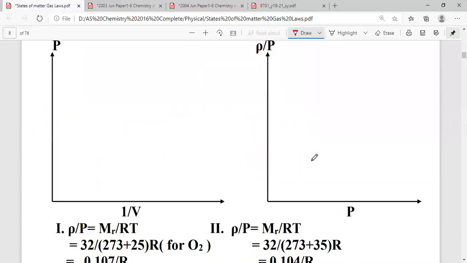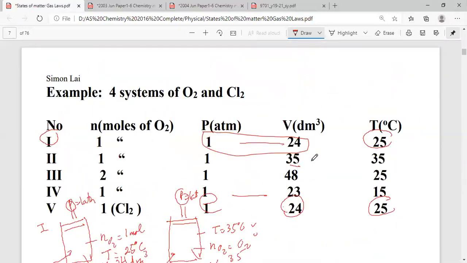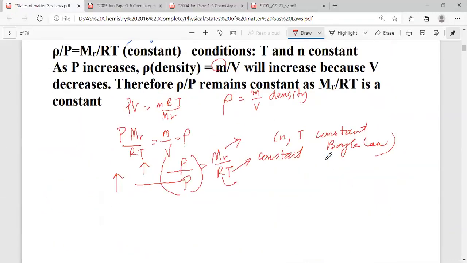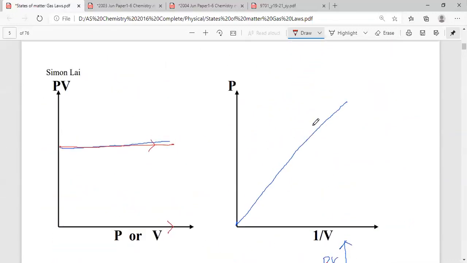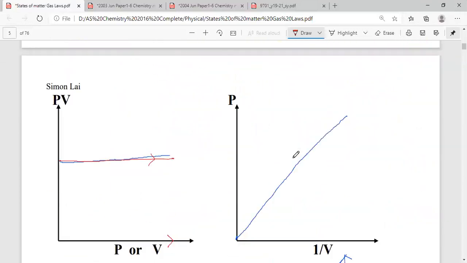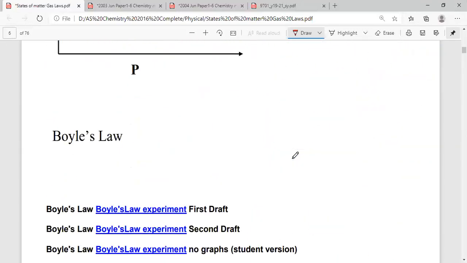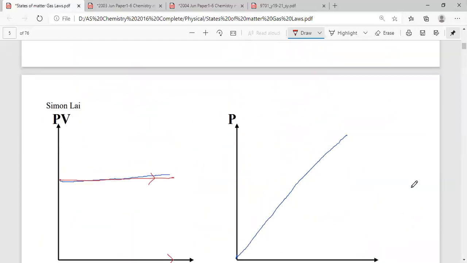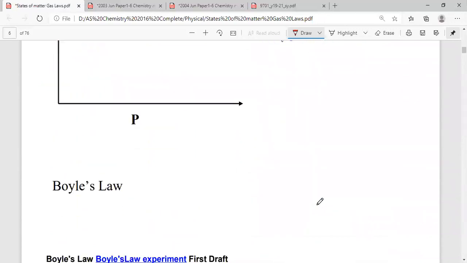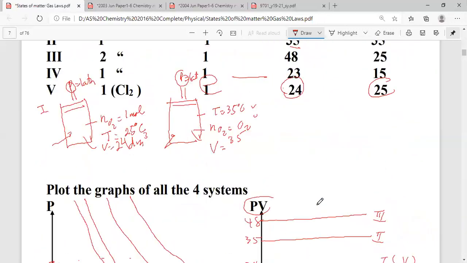Now, first is on 1 over V. Of course, 1 over V, you can see here, this is the graph of 1 over V. Remember that 1 over V is proportional. Let me refresh your mind. 1 over V for 1 is 1. 1 over 0.5 is 2. And for 3 it is 3, so it's proportional. So here you will have this graph, P against 1 over V. You will see this later in Paper 5. So you want to draw these 5 diagrams here.